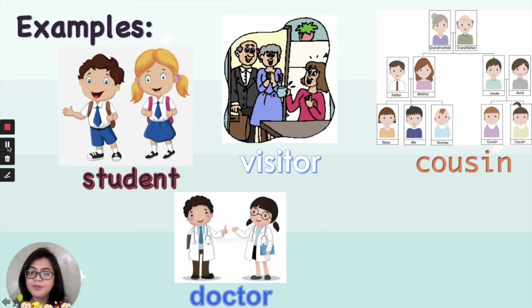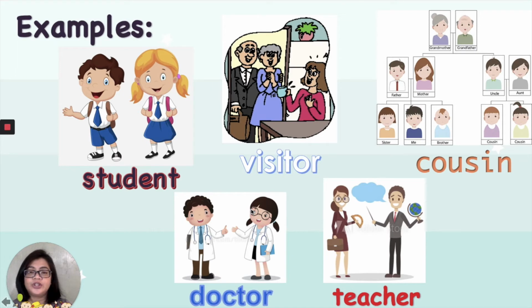Doctor. Doctor can also be used for either male or female. For example, you go to the hospital and you are asked to go see a doctor and you were not given the name, then you are not sure if that doctor is a male or female. Next, teacher. Teacher can also be either a male or female. For example, in Pace Academy, we have male teachers. We also have female teachers. So teacher can be used for either male or female.